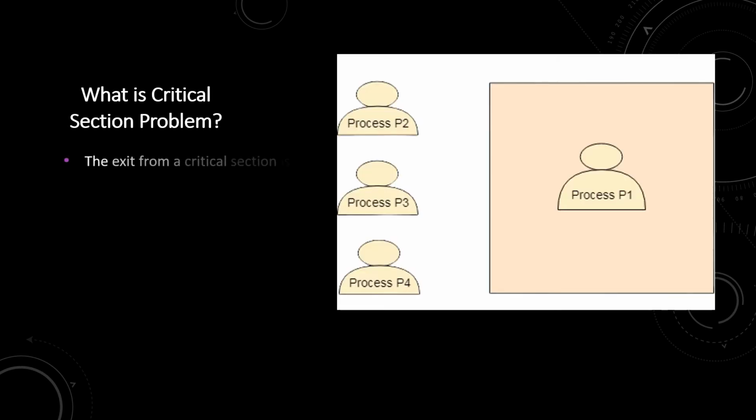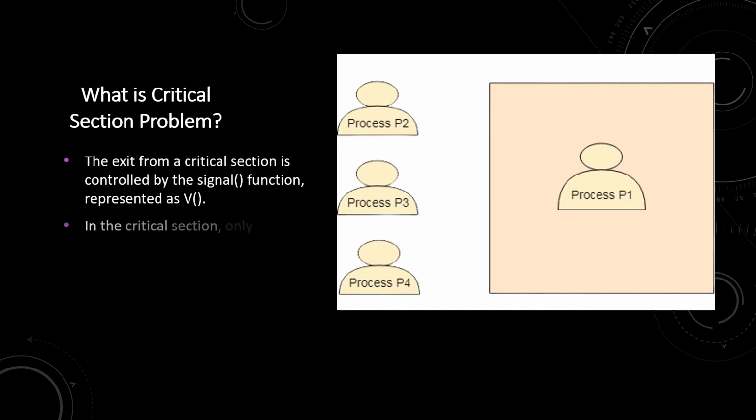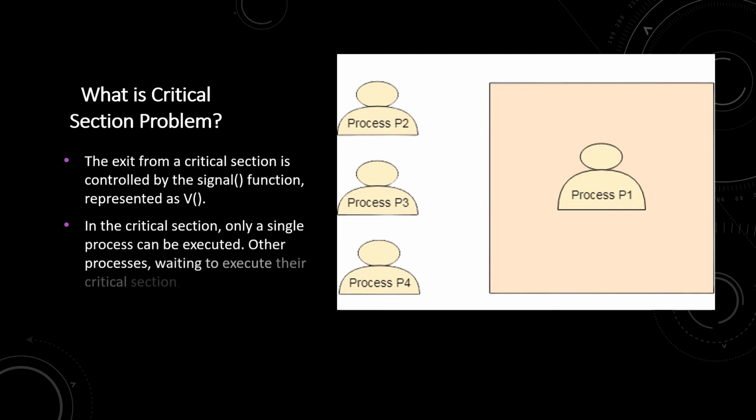The exit from a critical section is controlled by the signal function represented as V. In the critical section, only a single process can be executed. Other processes waiting to execute their critical section need to wait until the current process completes its execution.